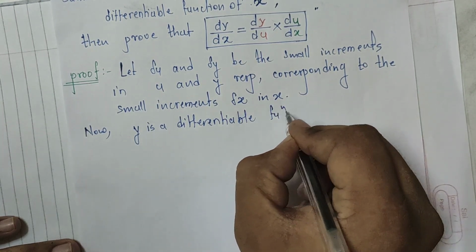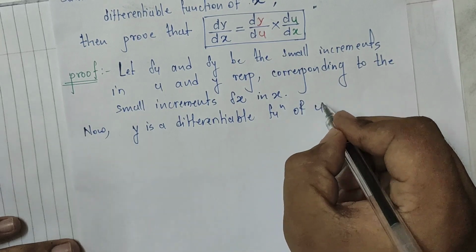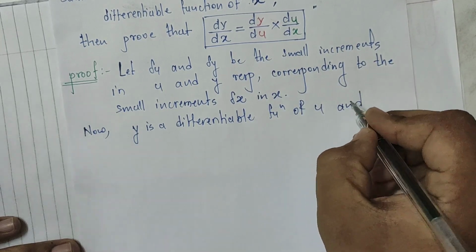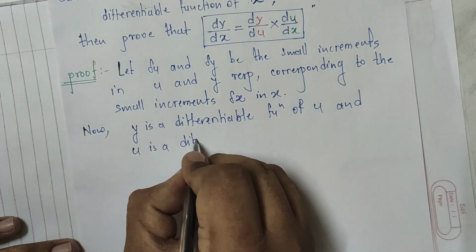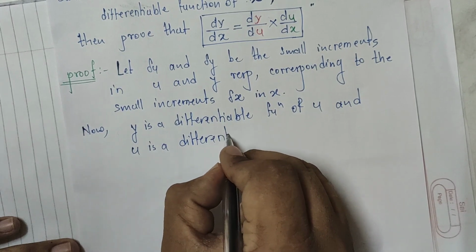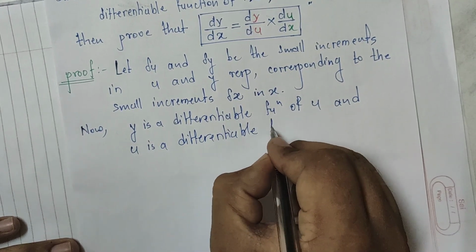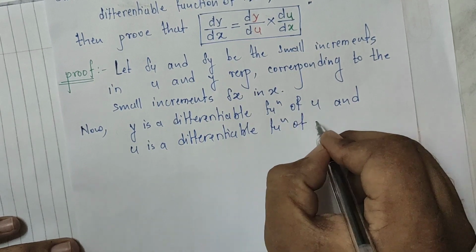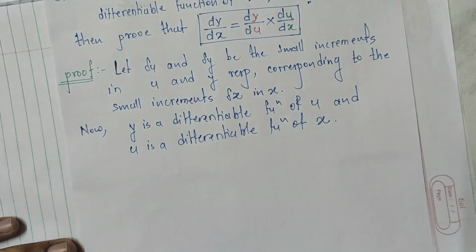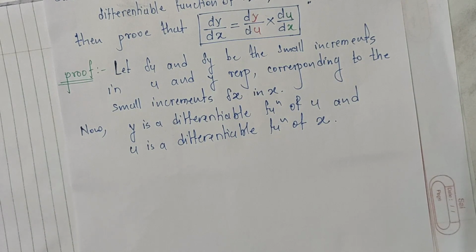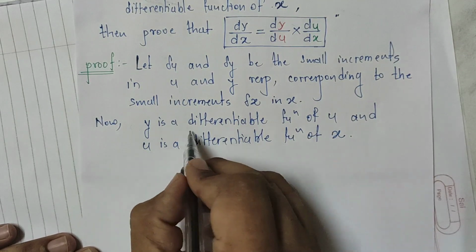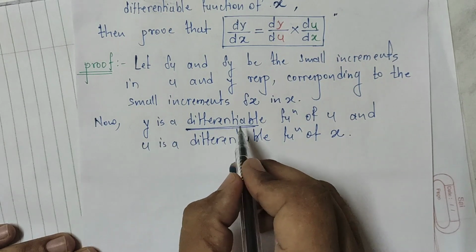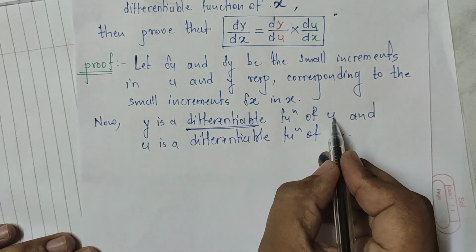Y is a differentiable function of u, and one more function, u is a differentiable function, but of which variable? x. Now in the previous lecture we said that for any differentiable function, we can find its derivative. So here y is a differentiable function of u, therefore we can find its derivative, y with respect to u.